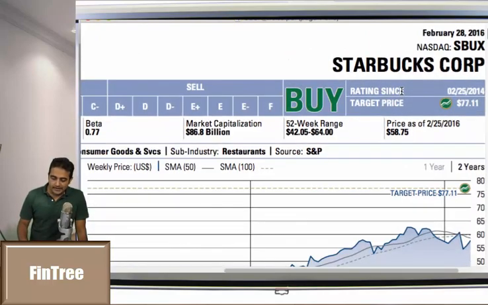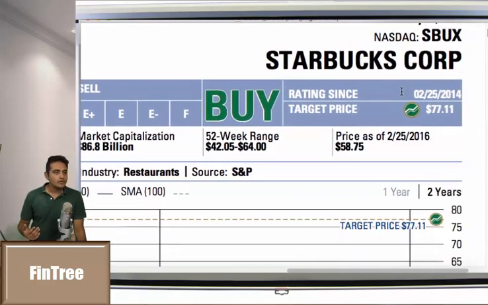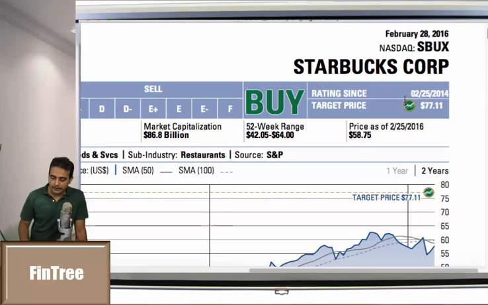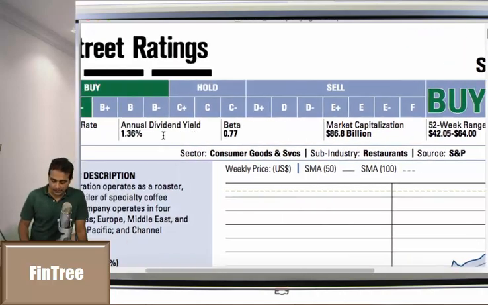There's also a rating since feature, which is important because the rating on the stock might change frequently. So you would want to see a stock where the rating is constant for a longer period of time. A lot of Indian equity research reports might not have this feature.